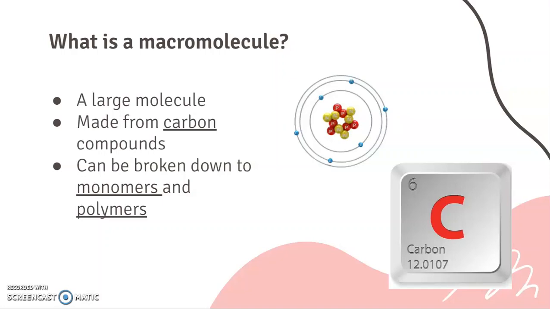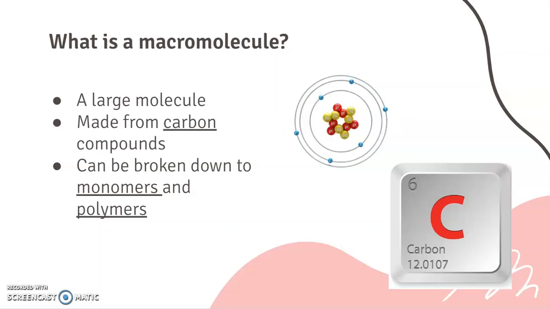A macromolecule is a large molecule, and it's made from carbon compounds. So in order for something to be a macromolecule, it has to be made from carbon. So all these macromolecules that we're going to talk about today, all four of them, have carbon in them, or are made up of carbon. And something also important about a macromolecule is that it can be broken down into a thing called a monomer, which we'll learn about a little bit, and a polymer.